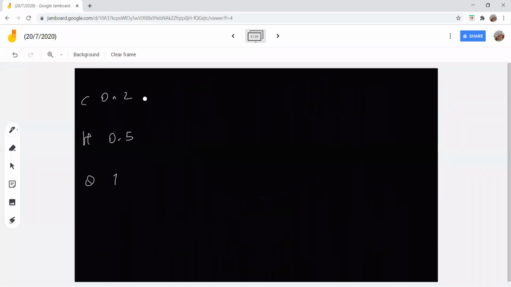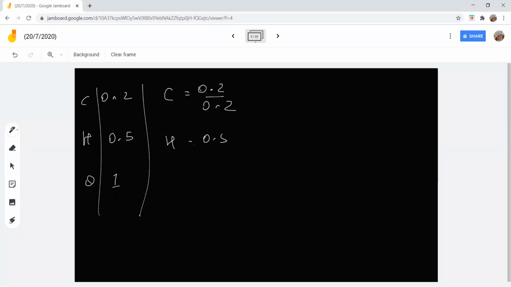So when I divide it to get the simplest formula, divide throughout by 0.2, 0.2 by 0.2. Again, hydrogen, what you will have is 0.5 by 0.2. And oxygen that you will be having is 1 by 0.2. Right? So 1 by 0.2, you could write it as 10 by 2, which is 5. 5 by 2 is 2.5. 0.2 by 0.2 is 1. So you are having it like this.